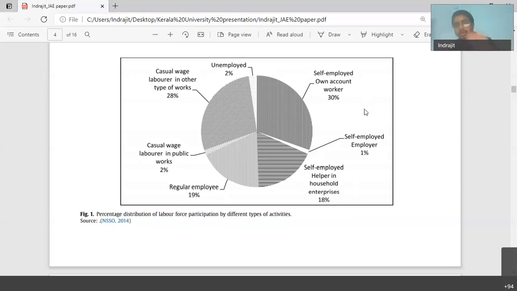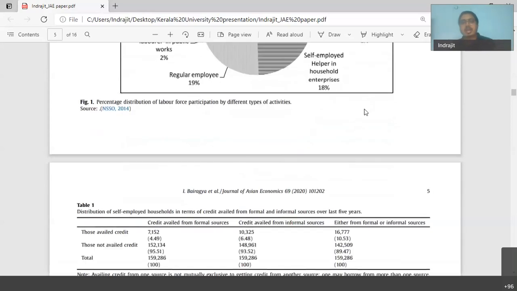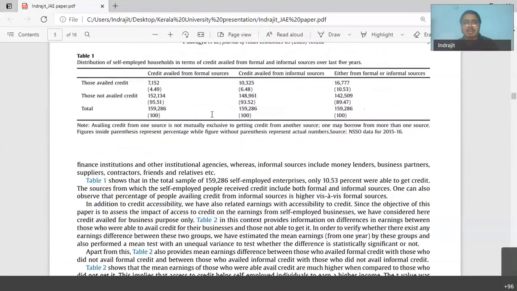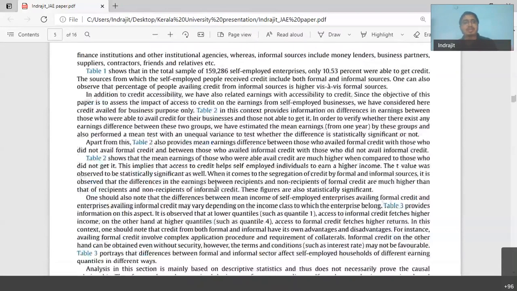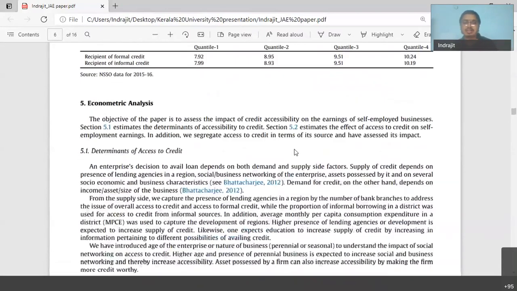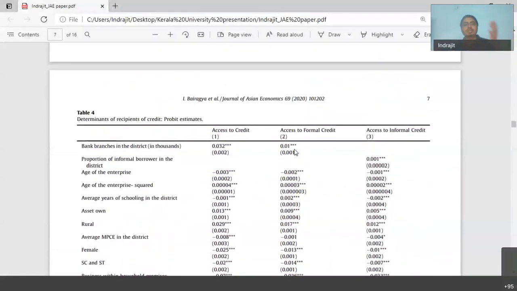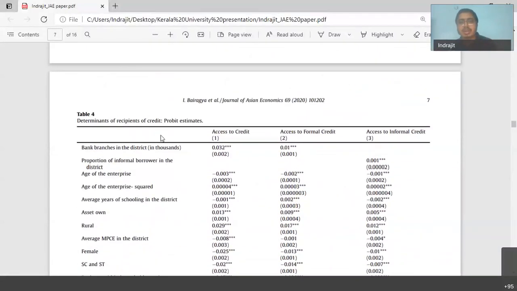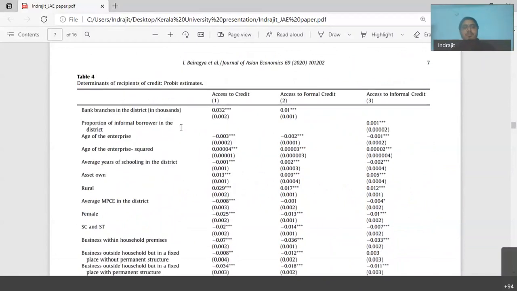So it shows the importance of self-employment, and then how many are getting credit, a very small number, and descriptively what their earnings are. Then coming to the rigorous analysis: what are the determinants of receiving credit, who is getting credit. There we have used the instrumental variable technique. So we had some instruments. I am not going into the details. If you are interested, just read the paper. But here, bank branches per district, and the proportion of informal borrowers.